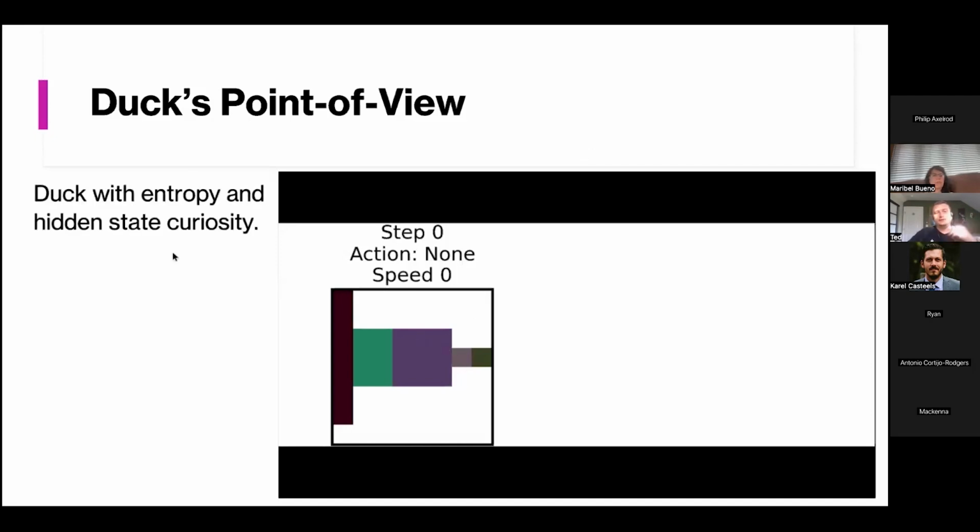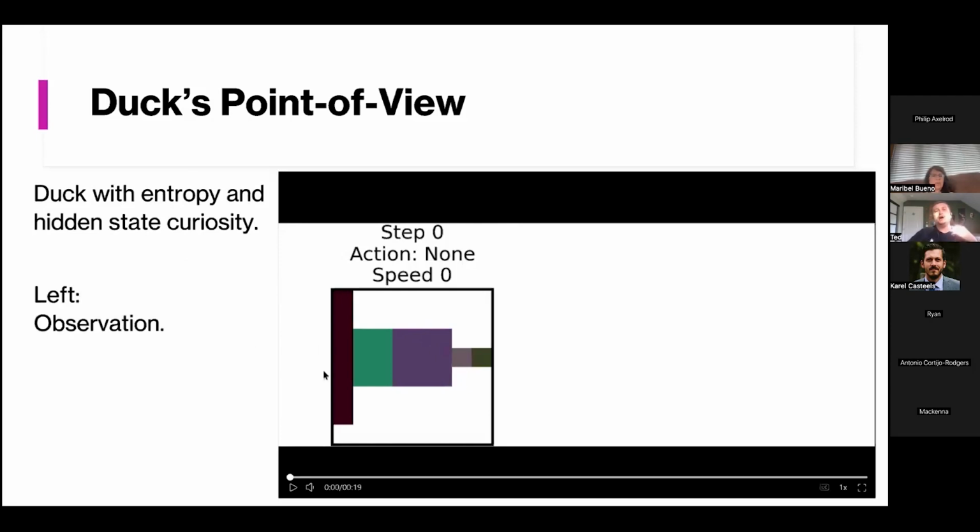So if we start here, we're looking from the perspective of a duck with entropy and hidden state curiosity. Those are the best ducks. And on the left side here, this is the observation that the duck is getting. So right now, this is the very beginning of the maze. It has 0 steps so far. There's no action yet. The speed is 0.